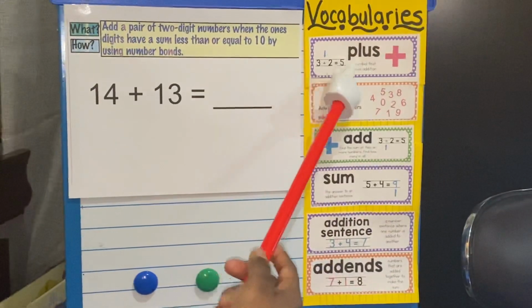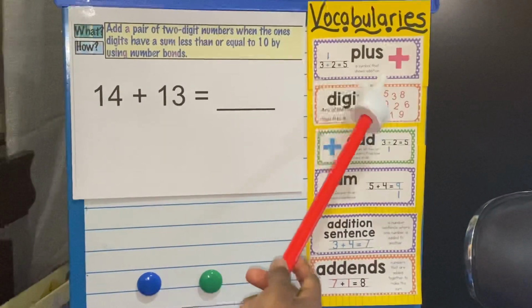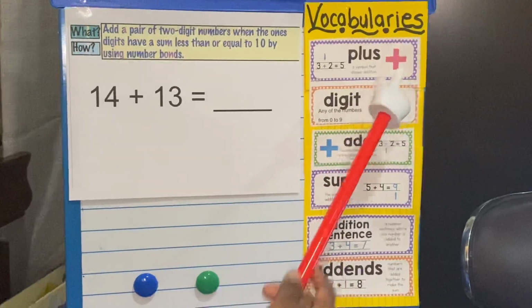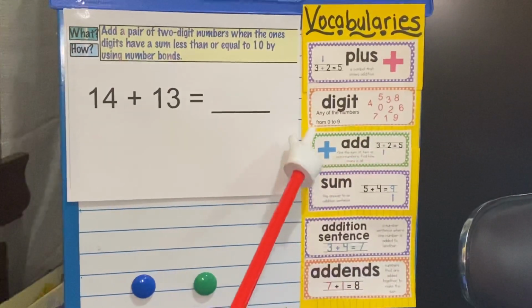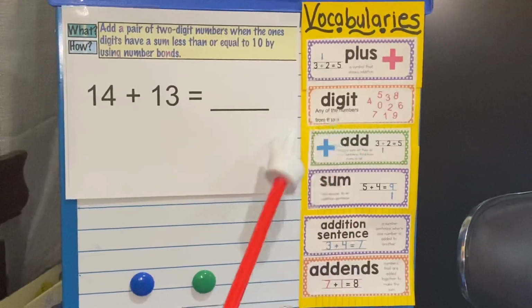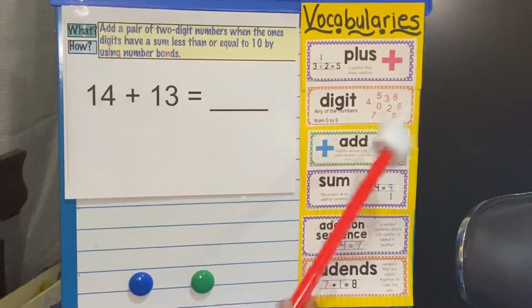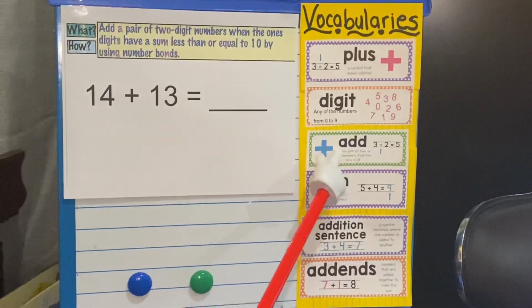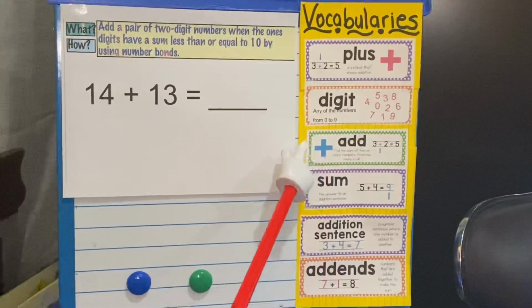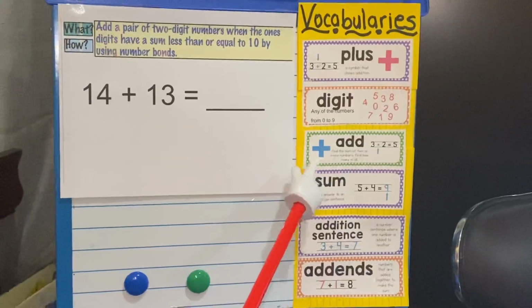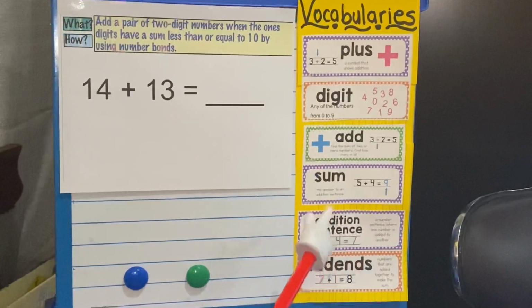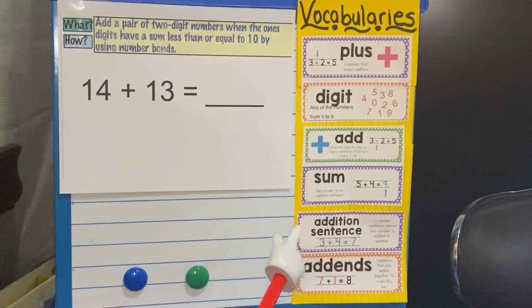Today we have the word plus. Plus is a symbol that shows addition. We also have the word digit. Digit is any number from 0 to 9. We have the word add. Add is finding the sum of two or more numbers to find out how many in all.